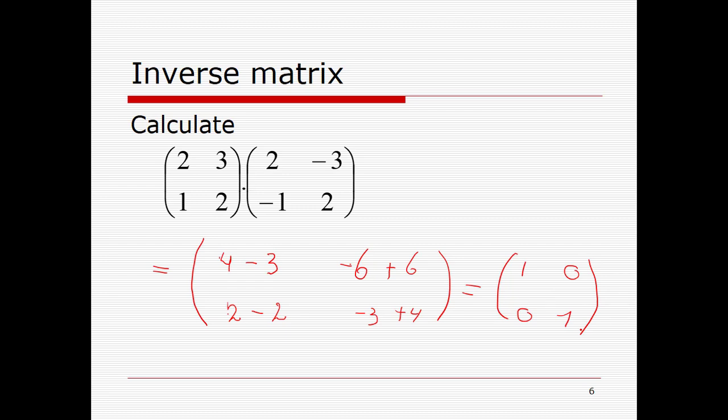This result is called the unity matrix. With only ones on this diagonal from left up to right down, and all the other spots 0, that is called the unity matrix. If we get this as a result from a multiplication, then we say that these two matrices are each other's inverse matrix.